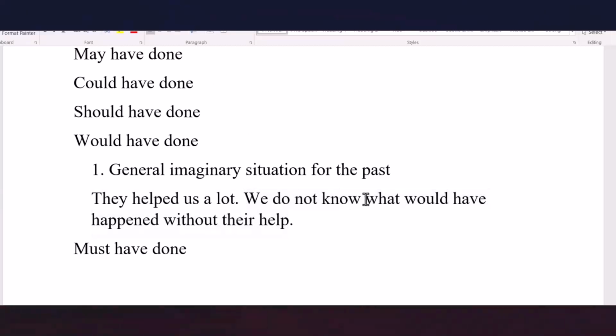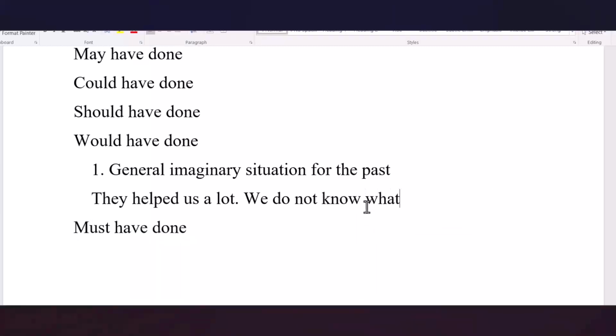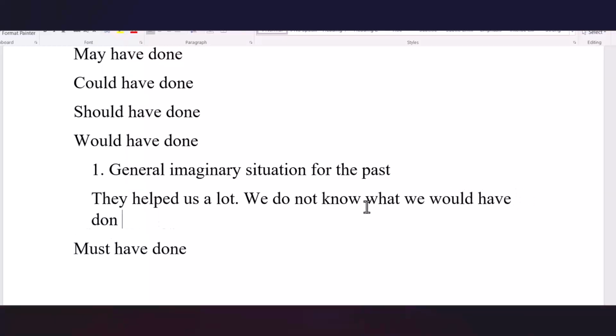In this sentence, when you say what would have happened, you mean that you actually imagine a situation that they didn't help you. But this is an imaginary situation. In the real world, they helped you. They helped you a lot. You can paraphrase this sentence in this way: We don't know what we would have done without their help. Again, you imagine a situation that they didn't help you, and you don't know what to do. But this situation didn't happen because in the real world they helped you.